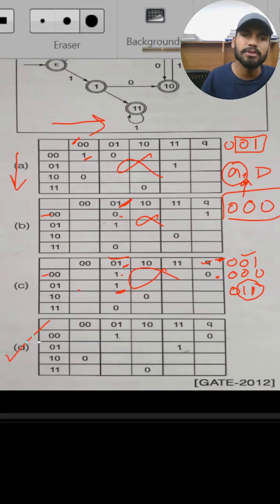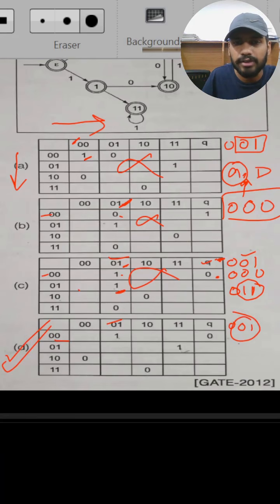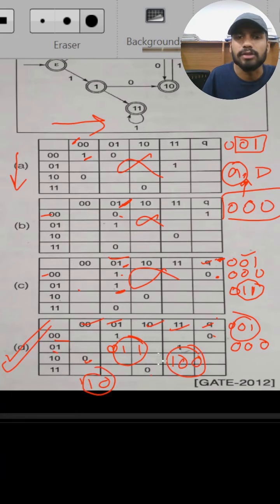So eventually we are left with option D, and option D is the correct option. We can verify this. Currently we are at 0,0. On seeing 1, we go to 0,1. This is valid. On seeing 0, we go to the dead state. This is also valid. Currently we are at 0,1. On seeing 1, we go to 1,1, which is also valid. Currently we are at 1,0. On seeing 0, we go to 0,0, which is also valid. Currently we are at 1,1. On seeing 0, we go to state 1,0, which is also valid. So option D is correct.